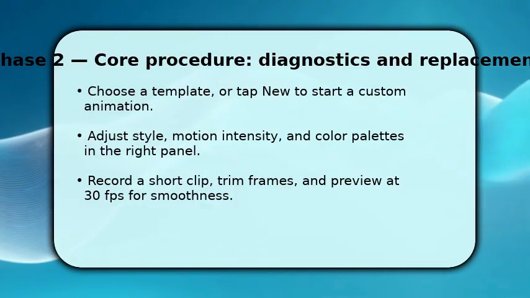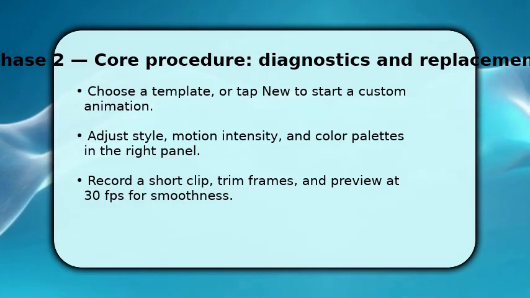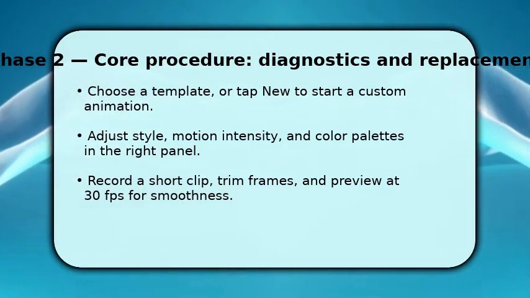Record a short clip, trim unwanted frames, and preview at 30 FPS for smooth motion. Make adjustments to landmarks or expressions if the auto-track missed details. This improves final quality and reduces re-renders later on.